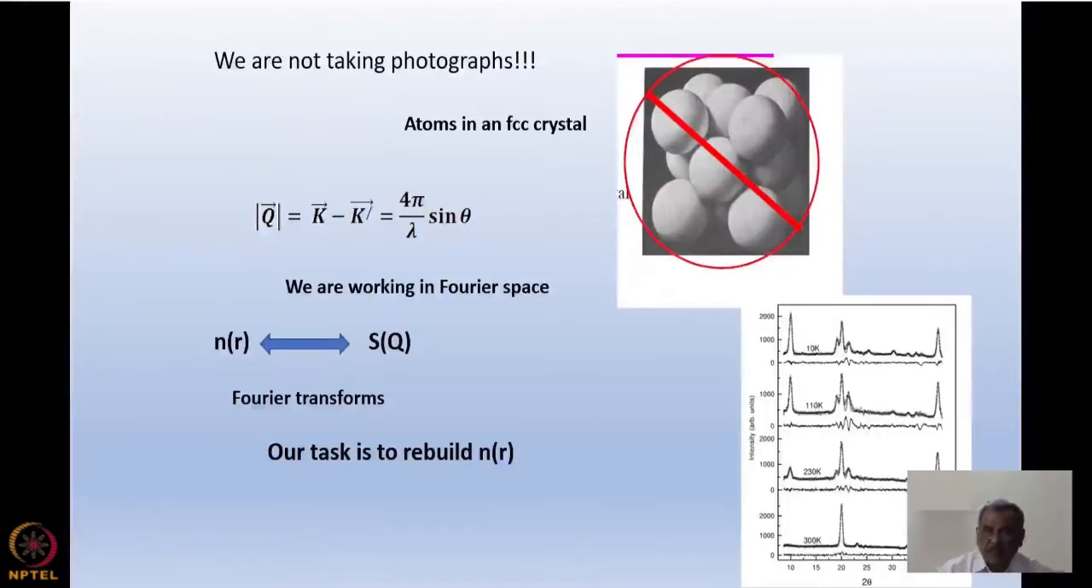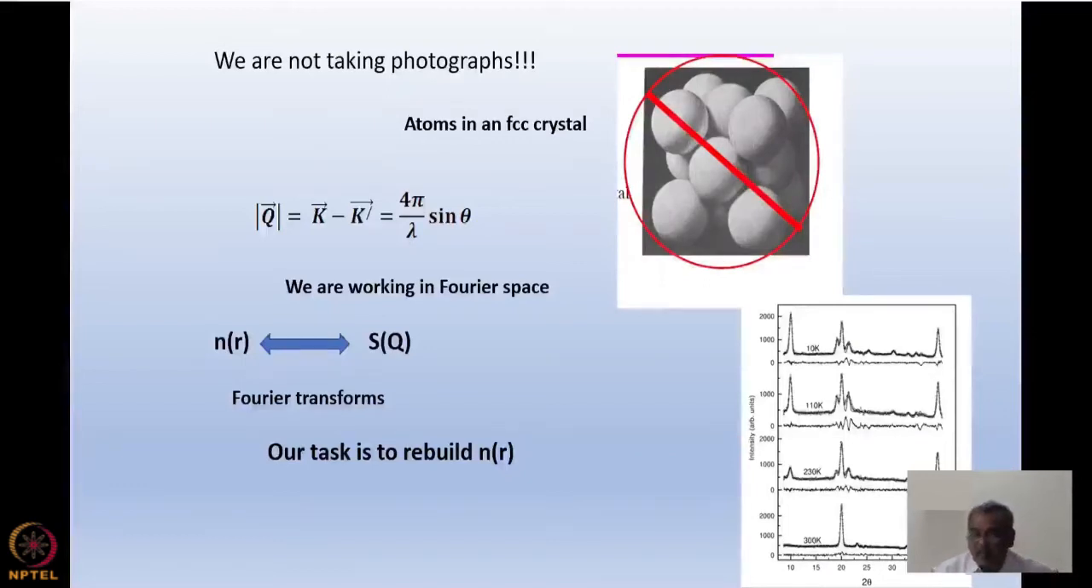So at the onset, I must mention clearly that in any diffraction experiment, we are not taking photographs. So I just showed you atoms in an FCC crystal. That's how they're arranged. But to get that, what I do is a diffraction experiment as a function of angle, or we can write it as a function of the wave vector transfer q, which is k minus k prime, given by 4 pi by lambda sine theta, where there is no energy transfer. And we are working in Fourier space.